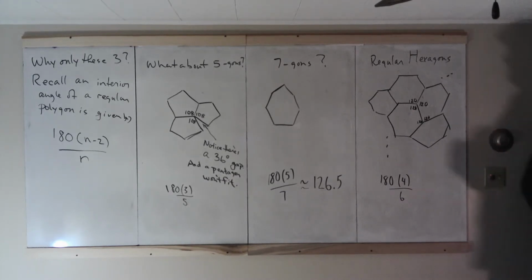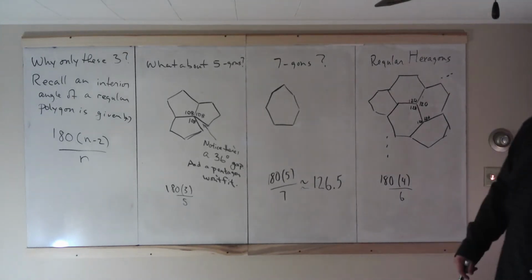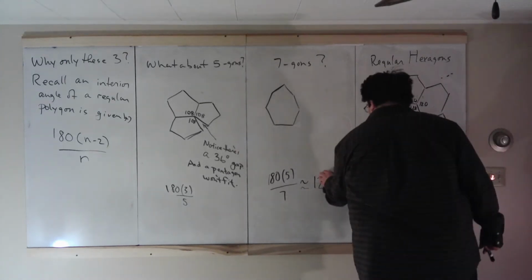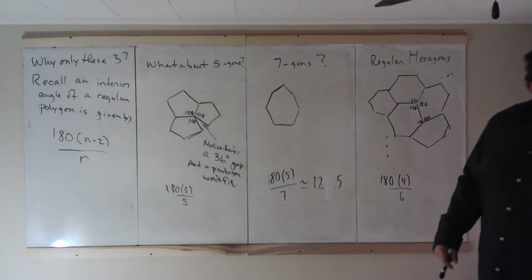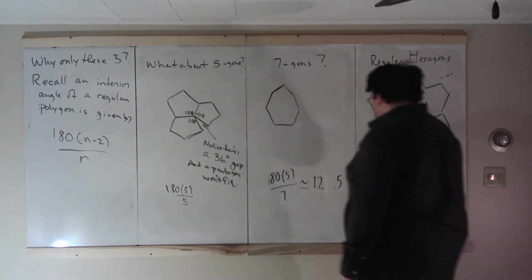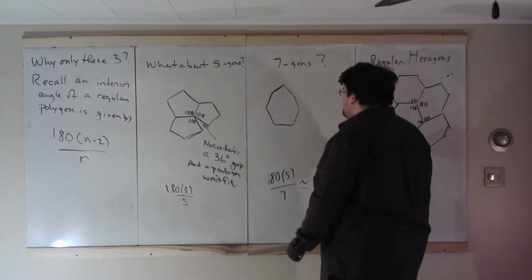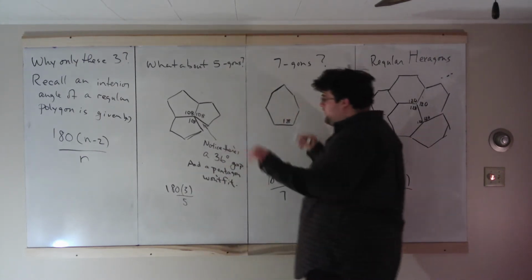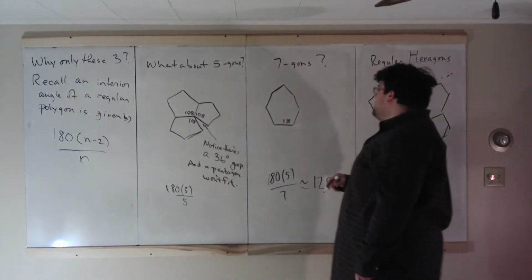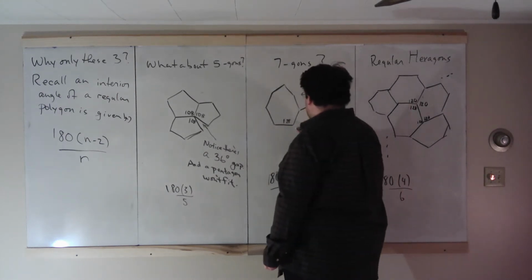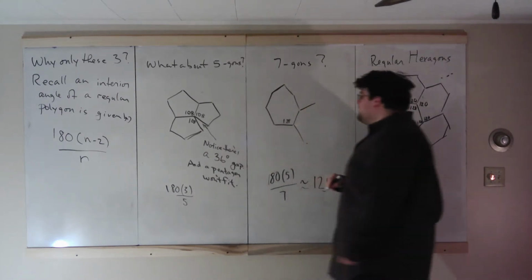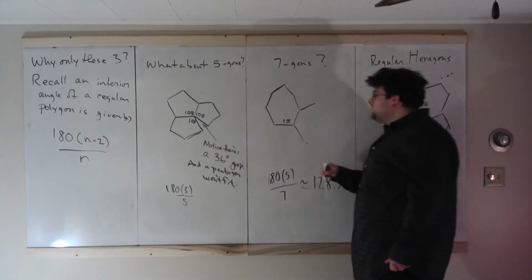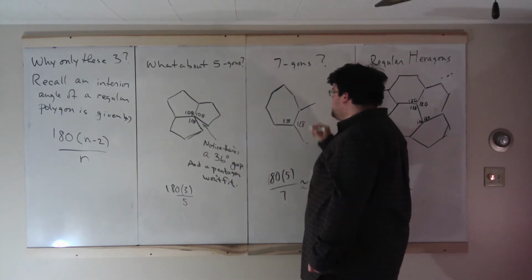I was mistaken. It's about 128.5 degrees. And what happens when we try to fit two of these together? Well, we have this 128. Let's just say 128. And what if we put another one next to it? Well, it would look like that, with another 128.